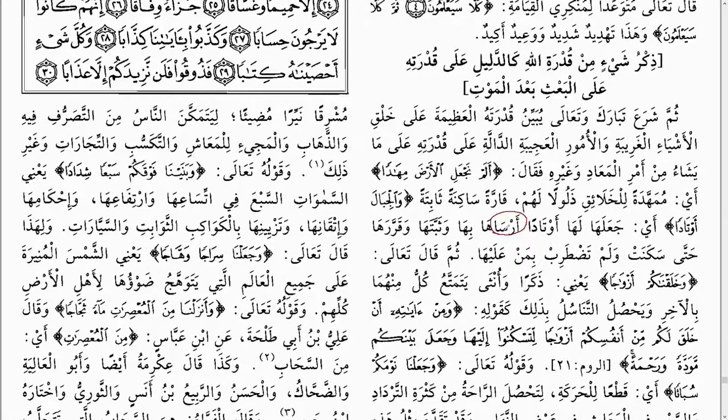Bismillahi majreha wa mursaha. Like Nuh alayhi salam when he said, "Ride in the ship." The waves are coming, high tide, right? "Ride in it. In the name of Allah is its cruise and its anchoring." In the name of Allah is the cruise of the ship and its anchoring. Mursaha, inshallah, it will come in the future also.